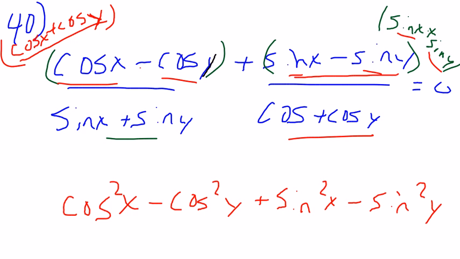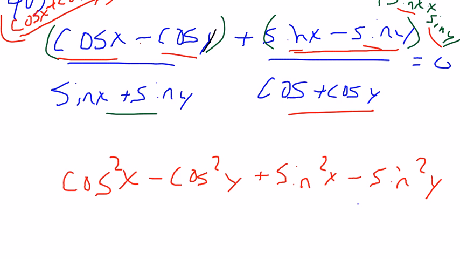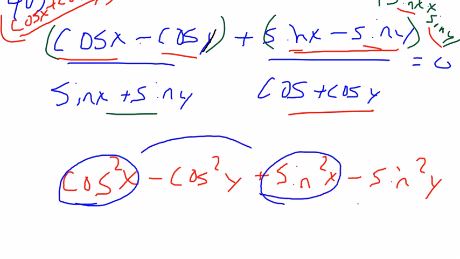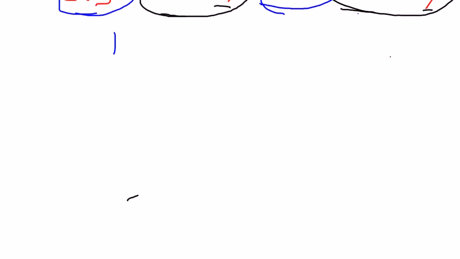Alright, well now, I'm not even going to rewrite the bottom yet, but I see that I have cosine squared plus sine squared, so these two are going to combine to make 1. Okay, I also have negative cosine squared minus sine squared, and these two have the same angle. Okay, and let's just write this, sine squared x plus cosine squared x equals 1.